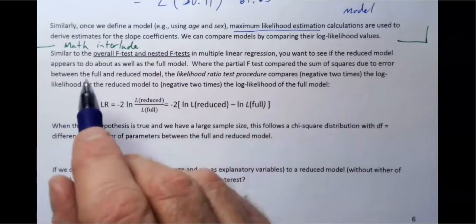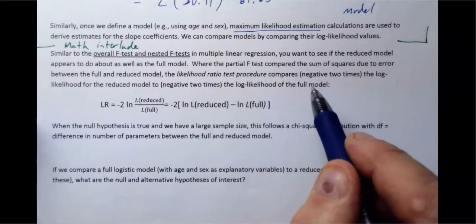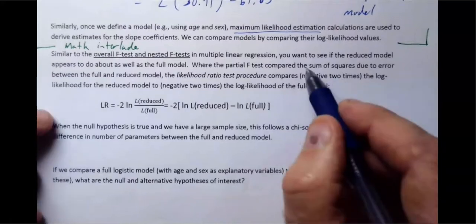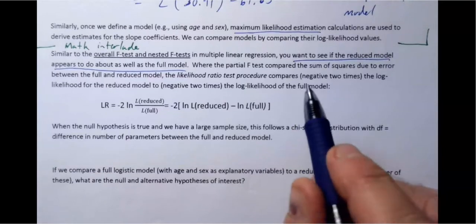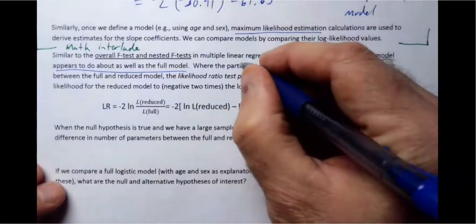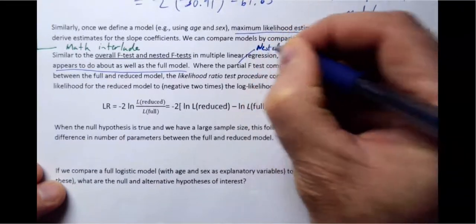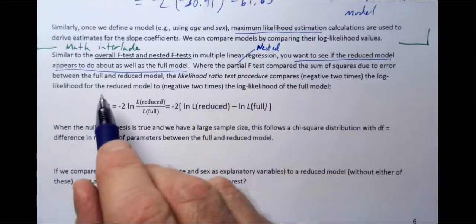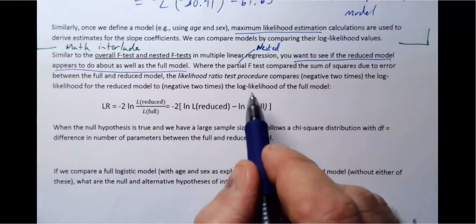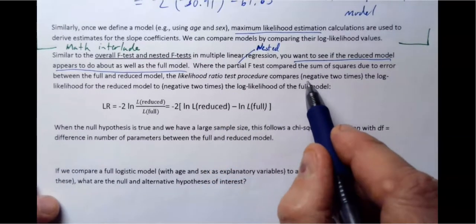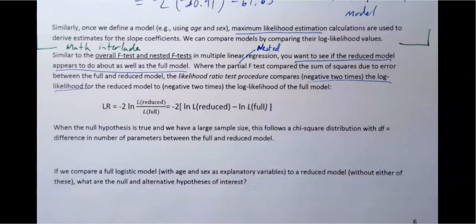likelihood ratio tests. So similar to the overall test and nested F test in multiple linear regression, we'll sometimes want to see if a reduced model appears to do as well as a full model. The partial F test, or the nested F test, as we called it, compared the sum of squares due to the error between the full and the reduced model, right? The likelihood ratio test is actually going to compare -2 times the log likelihood for the reduced model to -2 times the log likelihood for the full model. So it's the same idea.